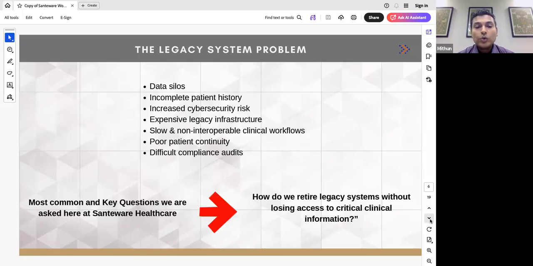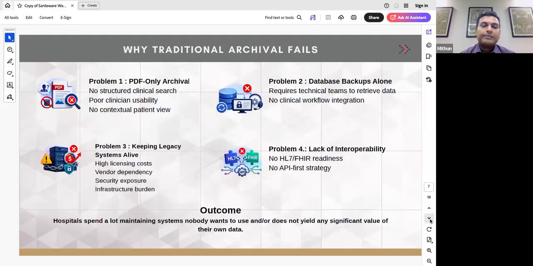But the goal is to help you retire those legacy systems and build unified patient longitudinal data, not just from your legacy application, but also using your active systems that are in use today. So let's deep dive. So, what are the traditional archival approaches and why do they fail?